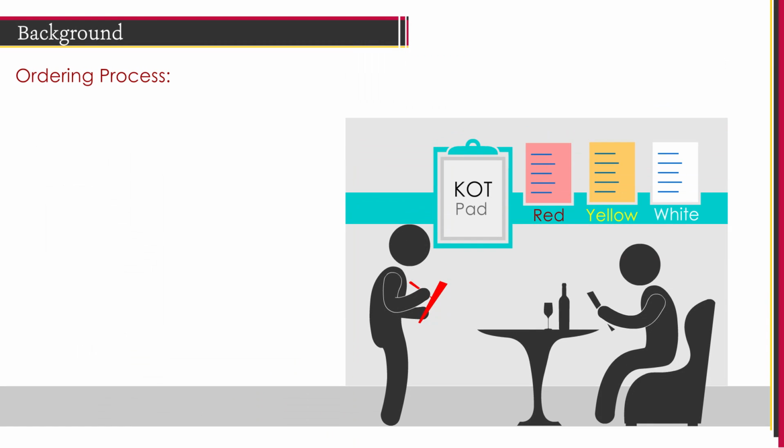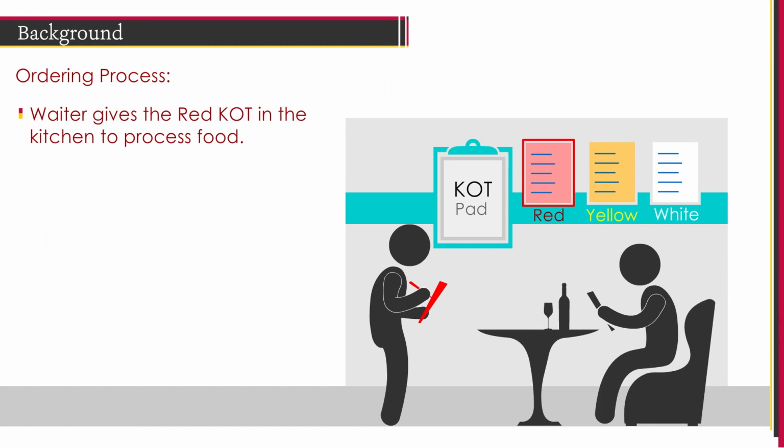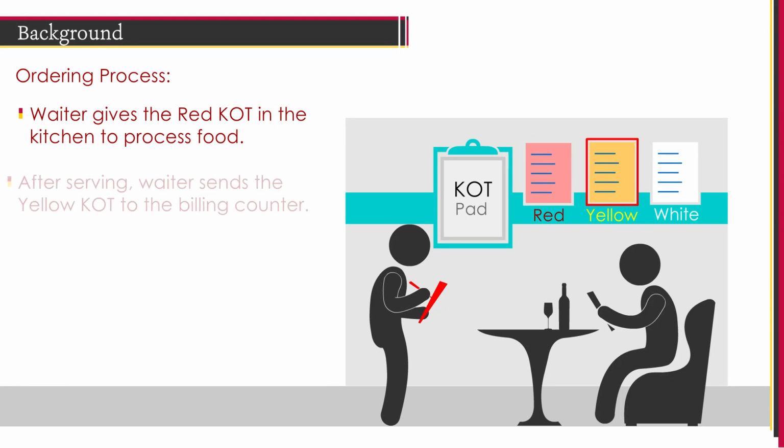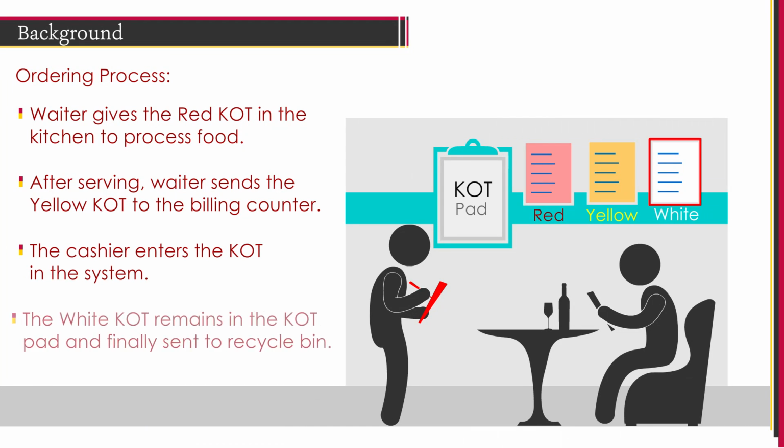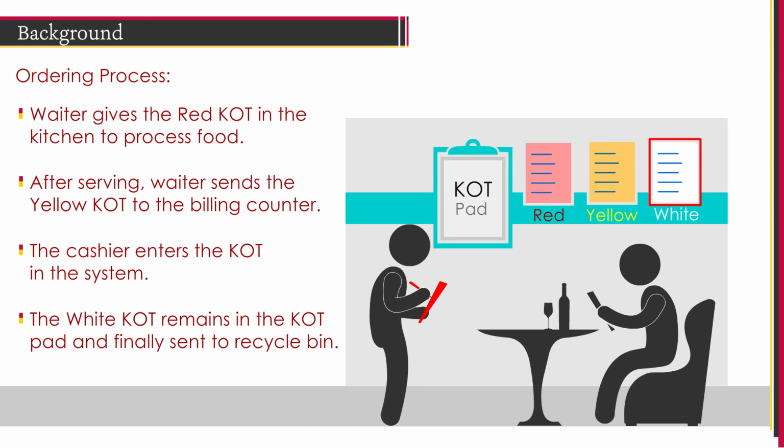The ordering process is as follows. The red KOT is given in the kitchen to process the food. The staff of the kitchen keeps this copy and sends all the KOTs to the audit team after the end of the day. The yellow KOT is with the waiter until the food is served to the customer. After serving the food, this copy of KOT is sent to the billing counter. The cashier enters the KOT in the system. The white KOT remains in the KOT pad, which is finally sent to the recycle bin.